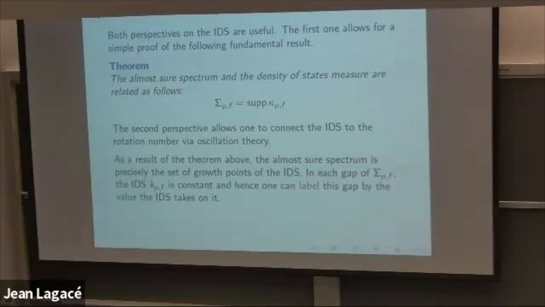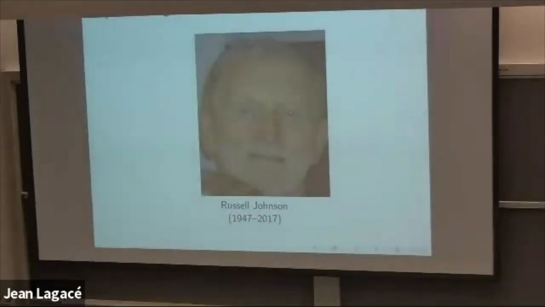Okay, so that's what I've explained twice already. So we label by the constant value of K in a gap. And the point of gap labeling theory is to characterize the possible gap labels. All right. So here's Russell Johnson. He's one of my mathematical heroes, and I find that he was totally underappreciated. So therefore, I'm very happy to advertise his gap labeling theory as often as I can.